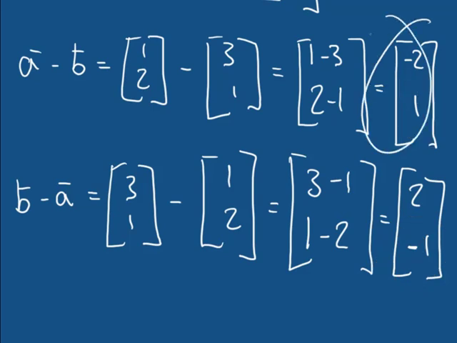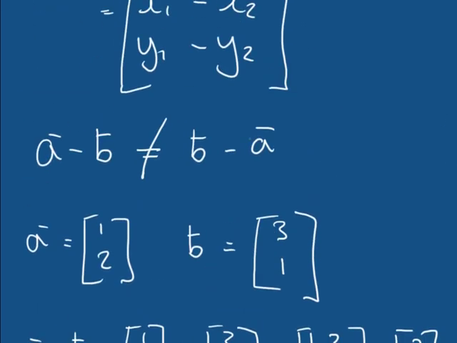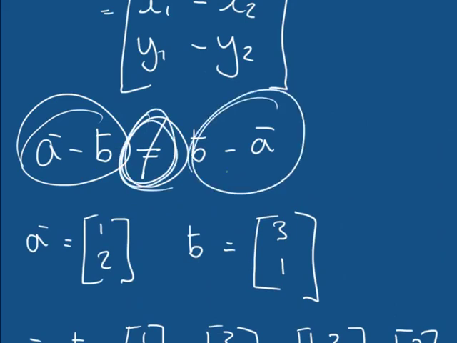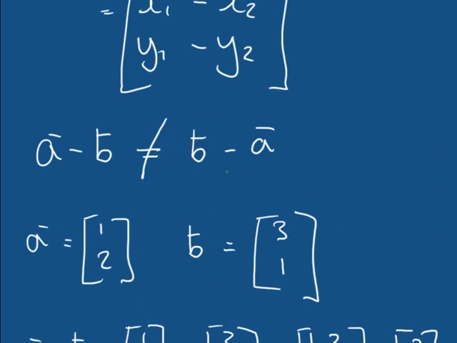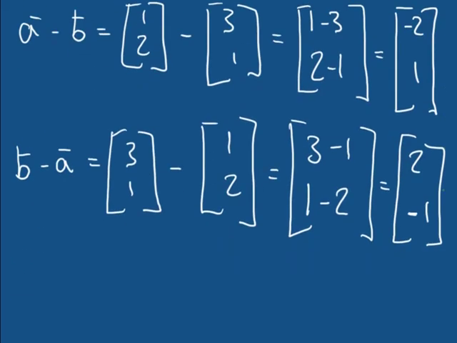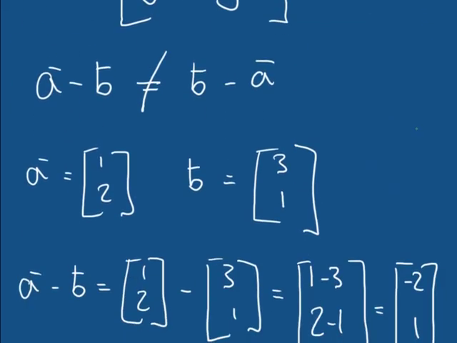Therefore, these two vectors are not equal, and therefore we know that the commutative law does not hold here, because a minus b does not equal b minus a. So that's just like normal subtraction of scalar values. When we subtract vectors, the order is important. Just as when we're dealing with numerical subtraction, we can, of course, subtract more than one vector.